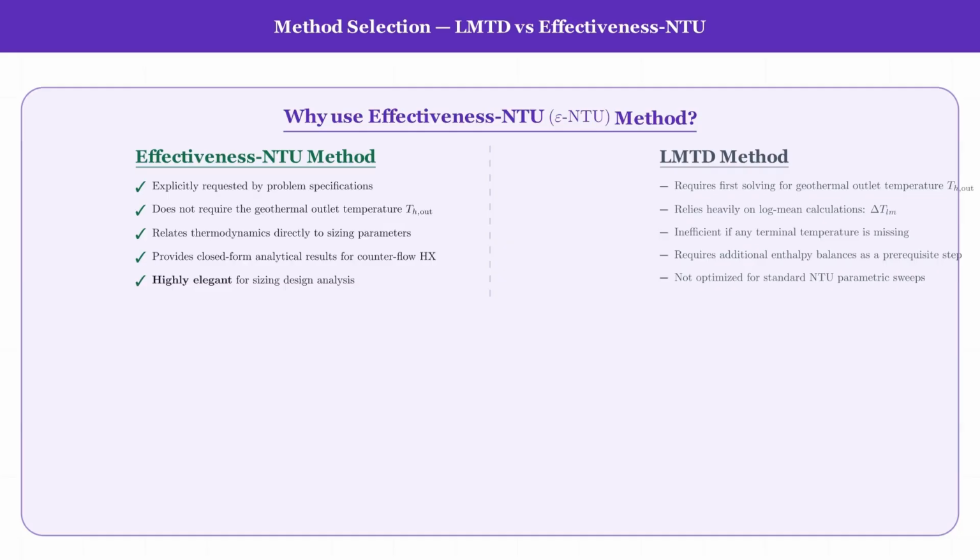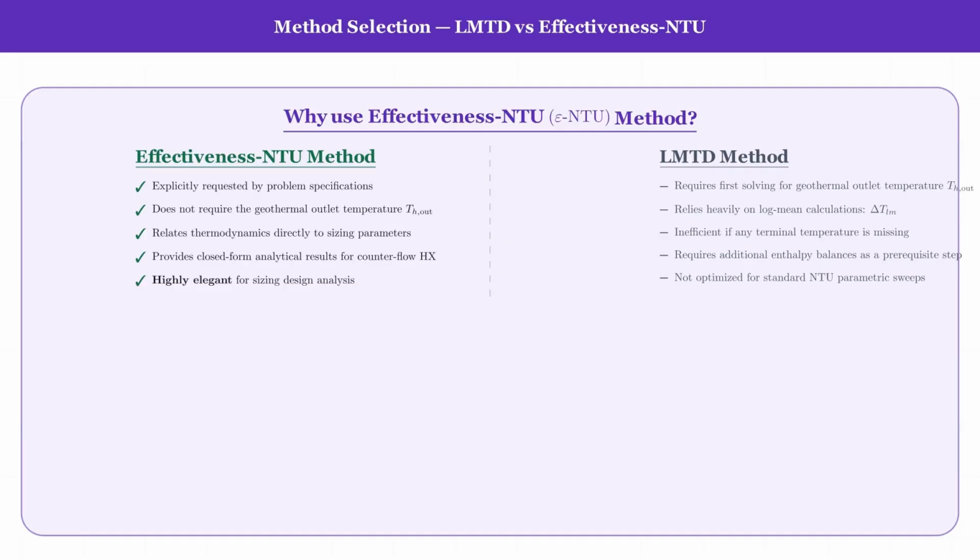First, the problem explicitly requests the effectiveness-NTU method. That alone is a sufficient instruction in an engineering context, but the reasons behind that instruction are worth understanding. The LMTD method, by contrast, would require us to first determine the geothermal outlet temperature, T_H,out, before we could compute the log mean temperature difference. That temperature is not given.